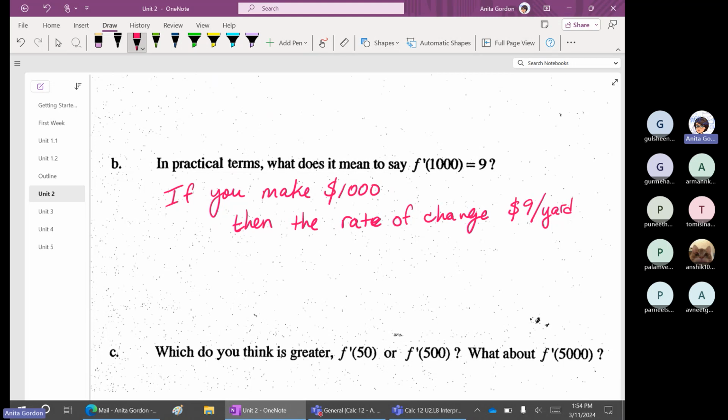But once we make 1,001 yards, we have to do a new derivative. We need to find f prime at 1,001 to see what it's going to cost to make the next one, right? Because again, we're thinking about a curve. It's not the same cost no matter what you produce.